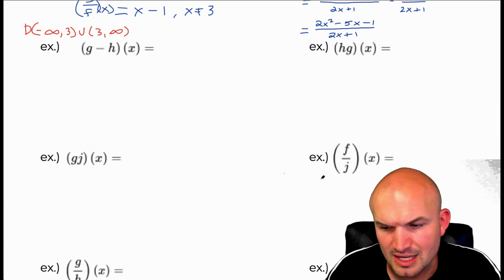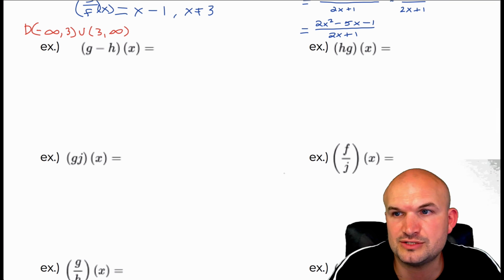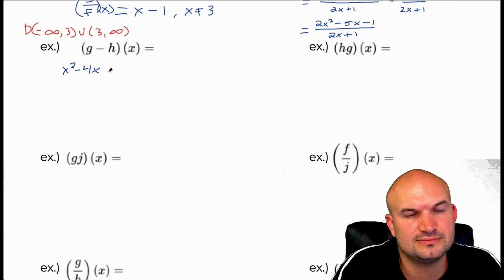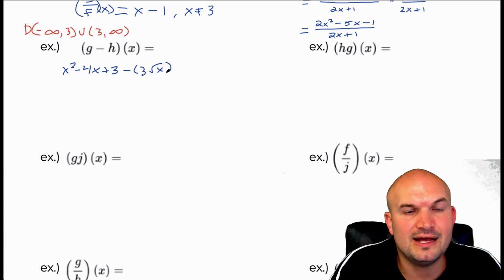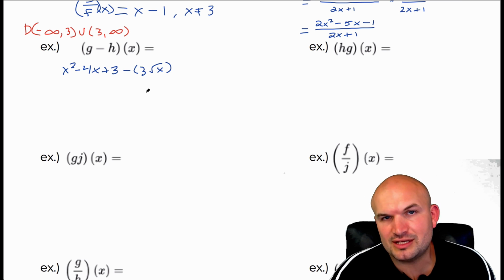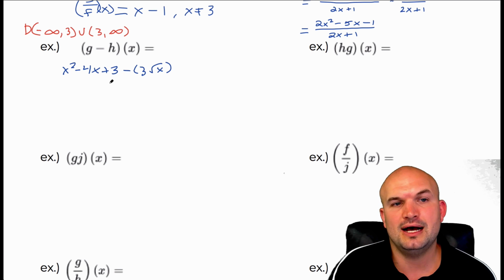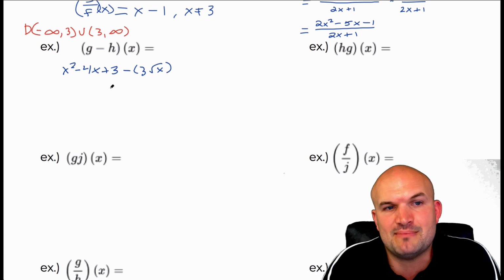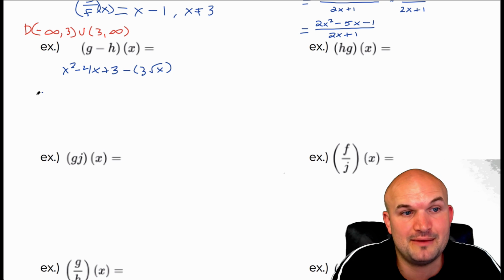Don't worry. The next one is g minus h. So g of x, going back to our function here, is going to be x squared minus 4x plus 3. And now in this case, I am subtracting my h of x function, which is 3 square root of x. Now this one's a little bit different because these are not like terms, so there's really nothing else that I can do here as far as combining. It's like subtracting a y. They're not like terms, so there's really nothing mathematically I can do. So I have my function completed.